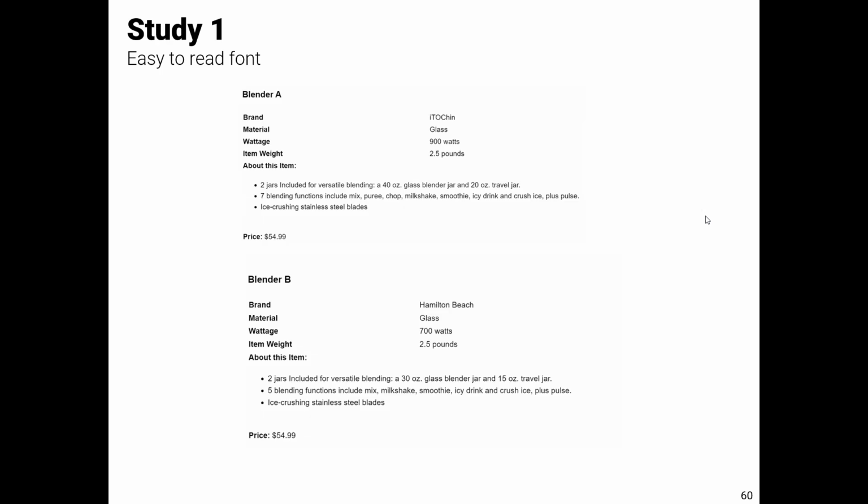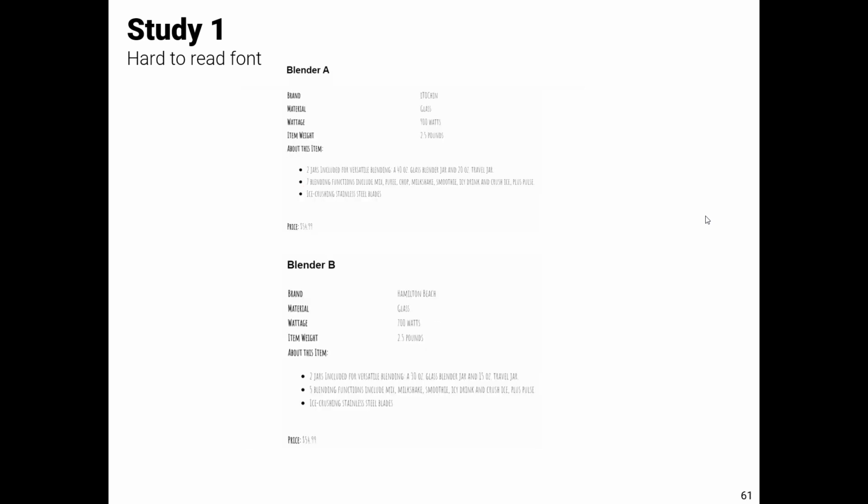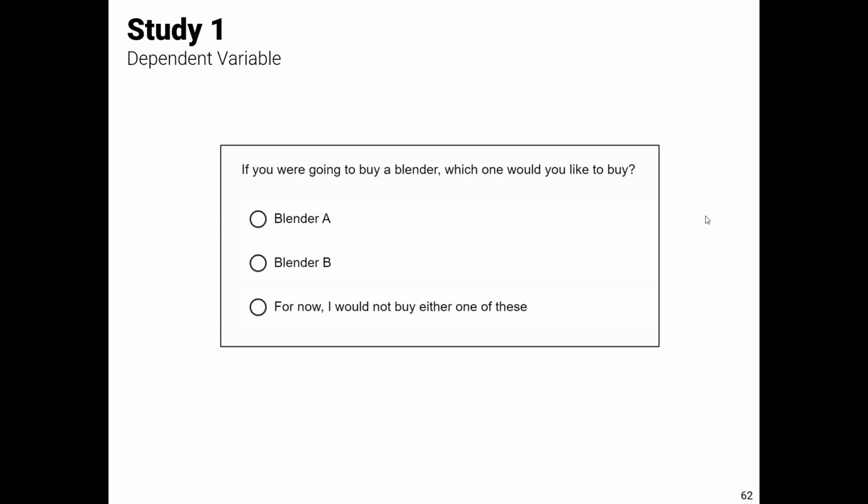So, in all of our studies, participants observe two options, while one of the options, as you can see on this screen, which is blender A, has better systematic cues, like here is higher power, higher number of blending functions, and higher capacity. The other option has only a better brand name. For example, here is a Hamilton Beach blender, and the same information provided in hard to read font. And regarding the dependent variable, we ask participants which decision they would like to make. They can choose the option blender A, B, or neither of them.